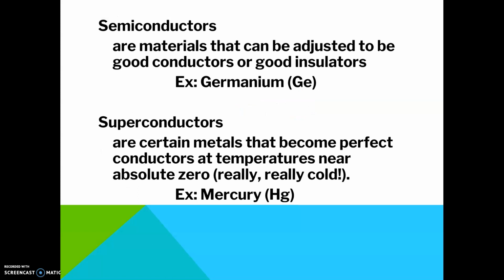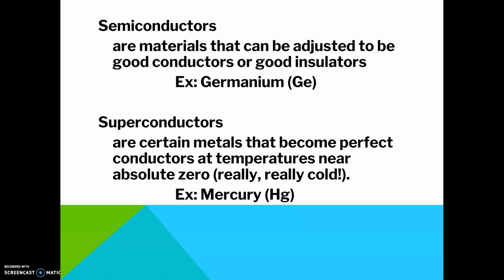Two more scenarios that you can see. We're not going to press too hard on these. We just want to kind of mention them. The first one is called a semiconductor. So that's a material that can be adjusted to either be a good conductor or a good insulator. So it's adjusted basically by its surroundings, and you can move around a lot of variables there.